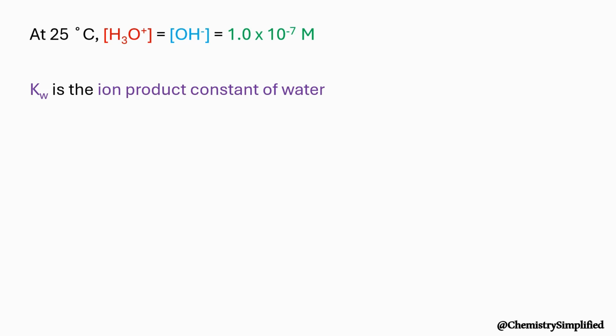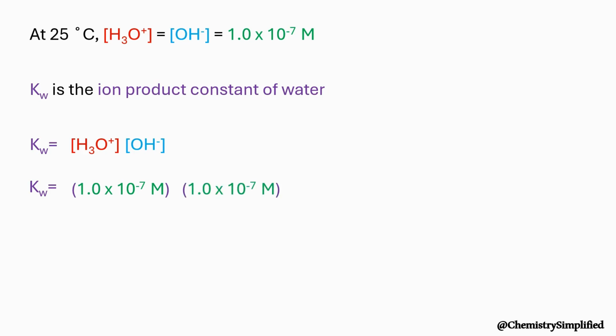Given that, we have Kw, which is the ion product constant of water. Kw is equal to the concentration of hydronium ion times the concentration of hydroxide ion. If we use the values that we were given earlier, hydronium ion is 1.0 times 10 to the negative 7, and hydroxide ion is 1.0 times 10 to the negative 7 as well. When we multiply these two together, we get Kw equal to 1.0 times 10 to the negative 14. That's the value for Kw.